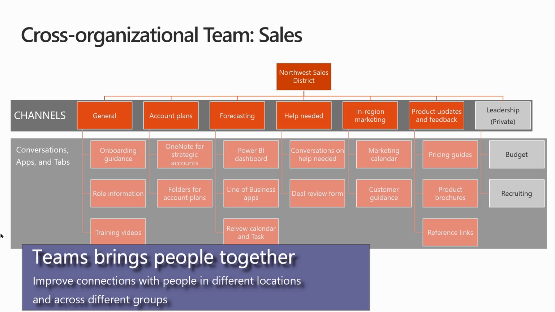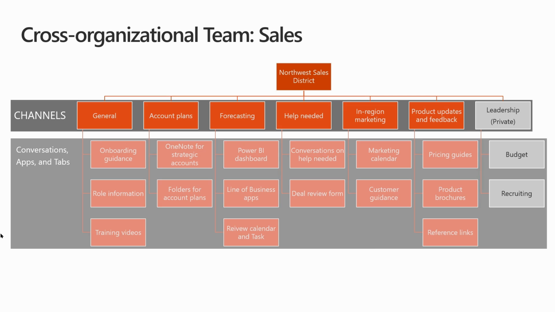So here again, we have the Northwest Sales District. We've got multiple channels here. The general channel, as I mentioned, the standard, account plans, forecasting, help needed, in-region marketing, and product update and feedback. Now, some of these may have come from a master template. Templates are available in Microsoft Teams, and we also have many MVPs and partners who have been creating templates to use in the product. We think that's a fantastic idea, and they can be deployed, so you just need to speak with your IT administrator about how to do that.